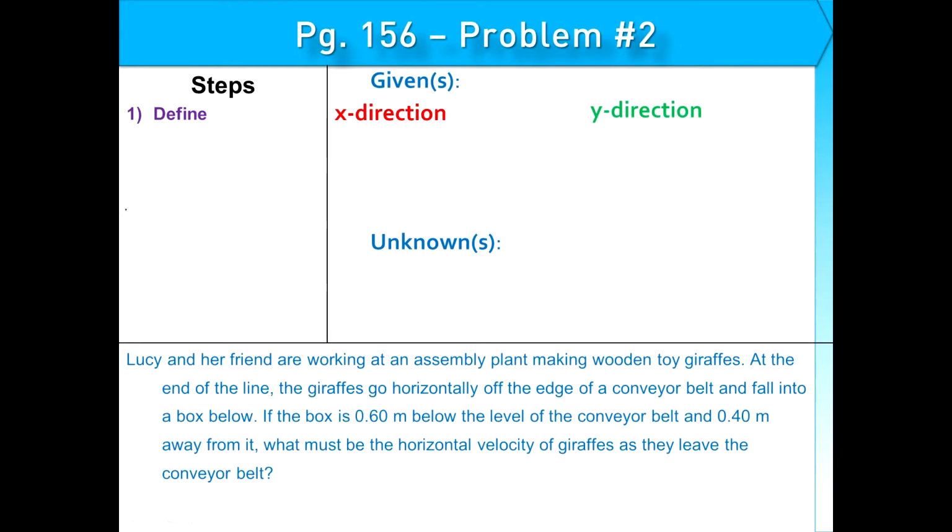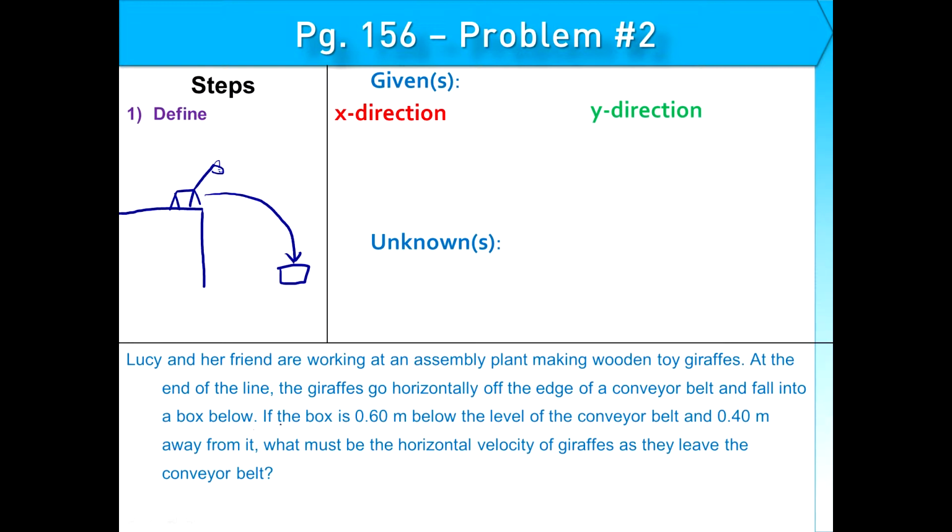So in this problem, you have a conveyor belt given to be right here. It has some height, and we have some giraffes. We'll go ahead and draw a giraffe, a little smiley face, a little eye right there, falling into a box that's below it. So it's falling like this into a box.